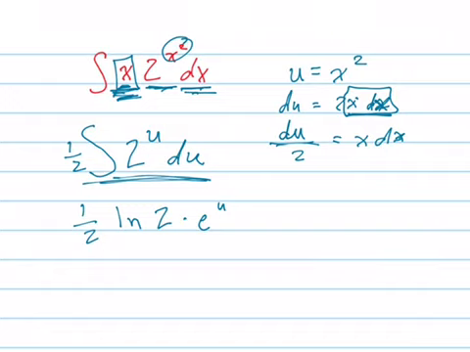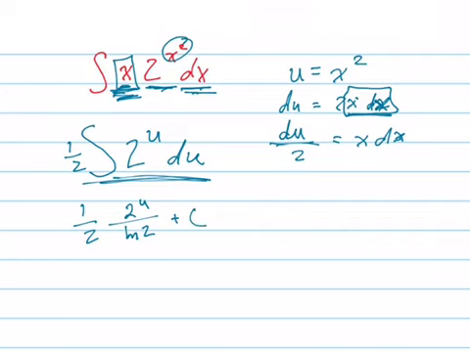No, I did that wrong. It's ln of a plus c. Yeah, it's 2 to the u divided by ln of 2. Oh, plus c. And then, sure, of course, plus c.